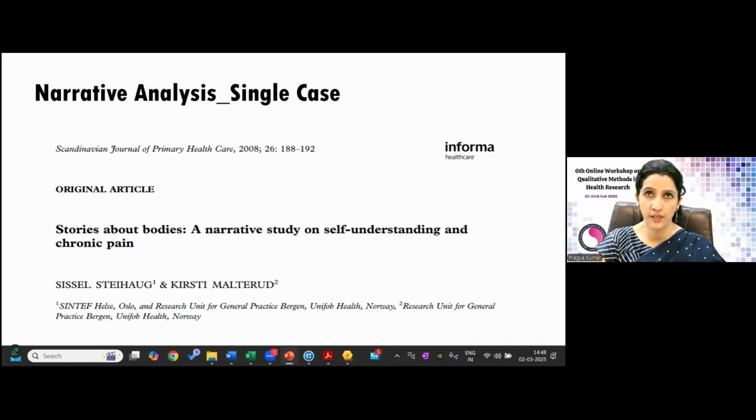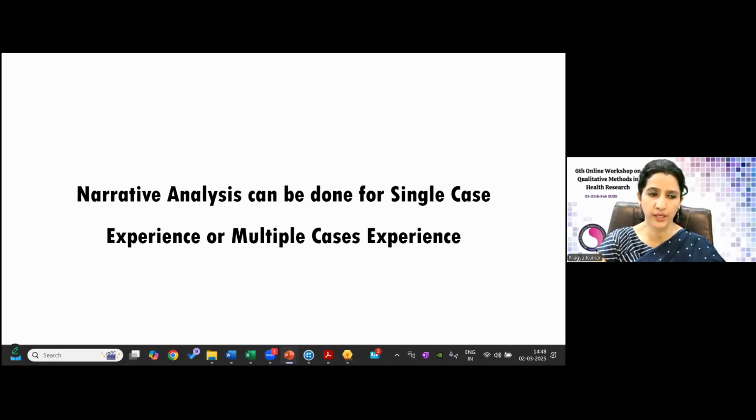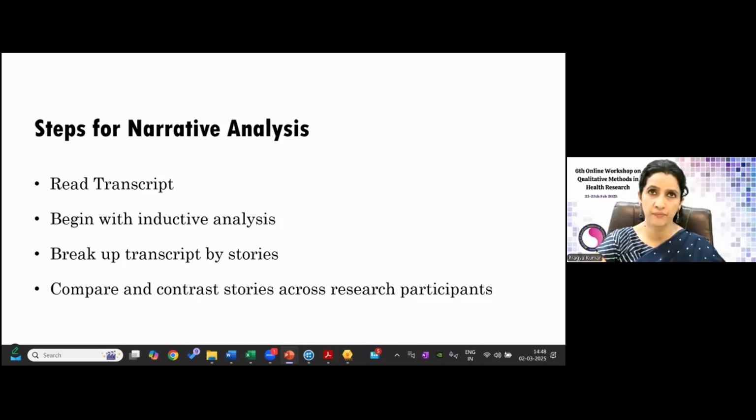This we have shared, narrative analysis of a single case. So it can be done on a single case or a few cases. The steps are, again, you have to read the transcript. You can begin with the inductive analysis. For this, you break your transcript by stories, the way we have seen all those paragraphs, and each is given one code. Then you have to compare and contrast the stories across research participants. So these are the steps of narrative analysis.